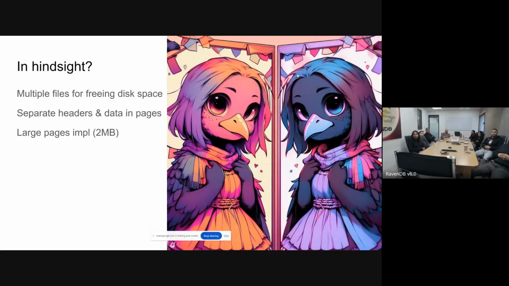In hindsight, I would do a bunch of things differently. We use a single big file for everything, which complicates our life with regards to managing disk space. The user has a reasonable expectation: I just deleted the big collection, I want to see that show up on the disk. Right now, pages and headers are in the same page. It would be more efficient if we had the headers in one location and the pages in another one.